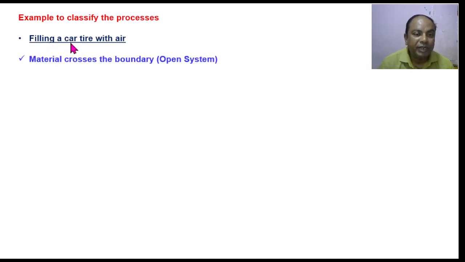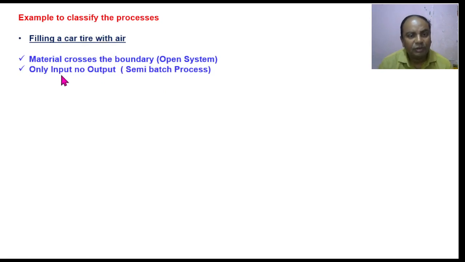Filling a car tire with air, the material, that is the air, crosses the boundary of the system and enters into the system. So we can say that filling air in the car tire is an open system.